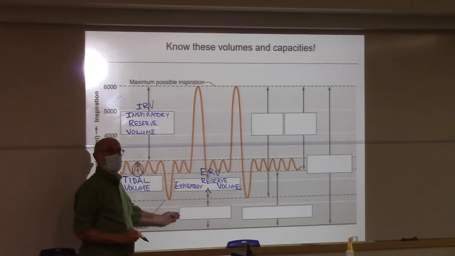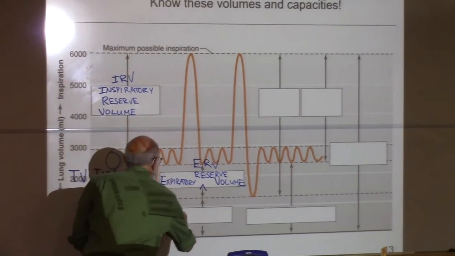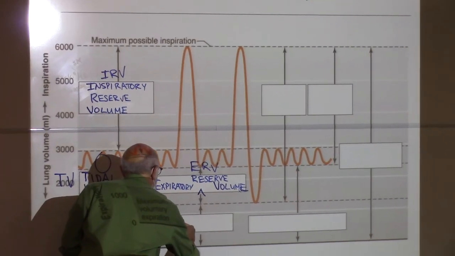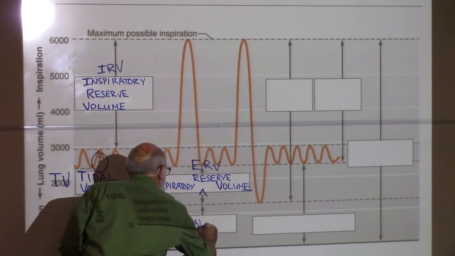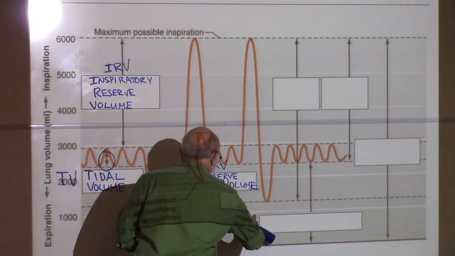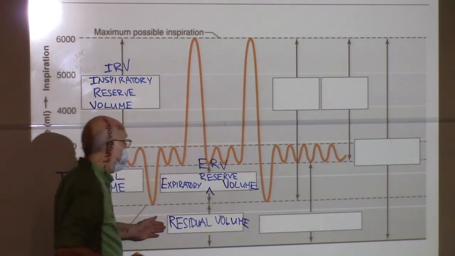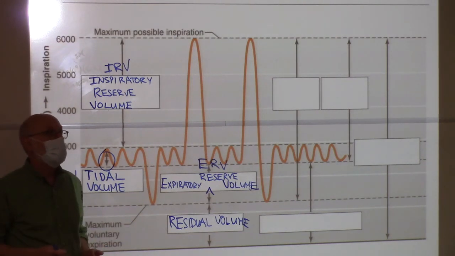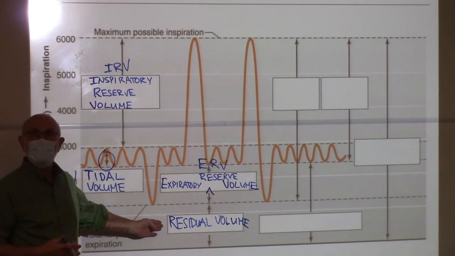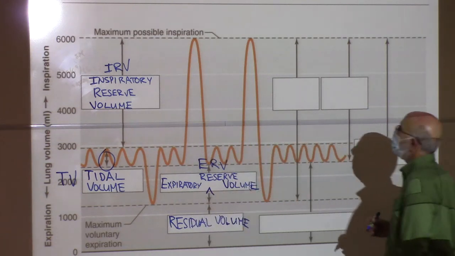Is this a volume or a capacity? Volume. And it's called the residual volume. It's the volume that's left in your lungs after you blow out as much as you can. Even after a maximal expiration, there's still some volume left in my lungs. The residual volume. Okay, so now those are volumes.